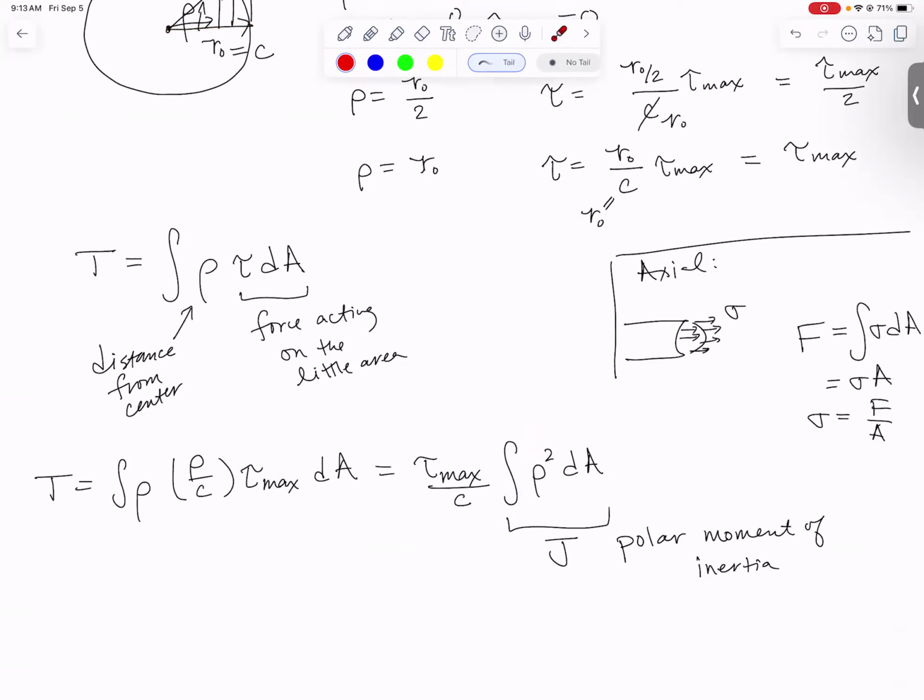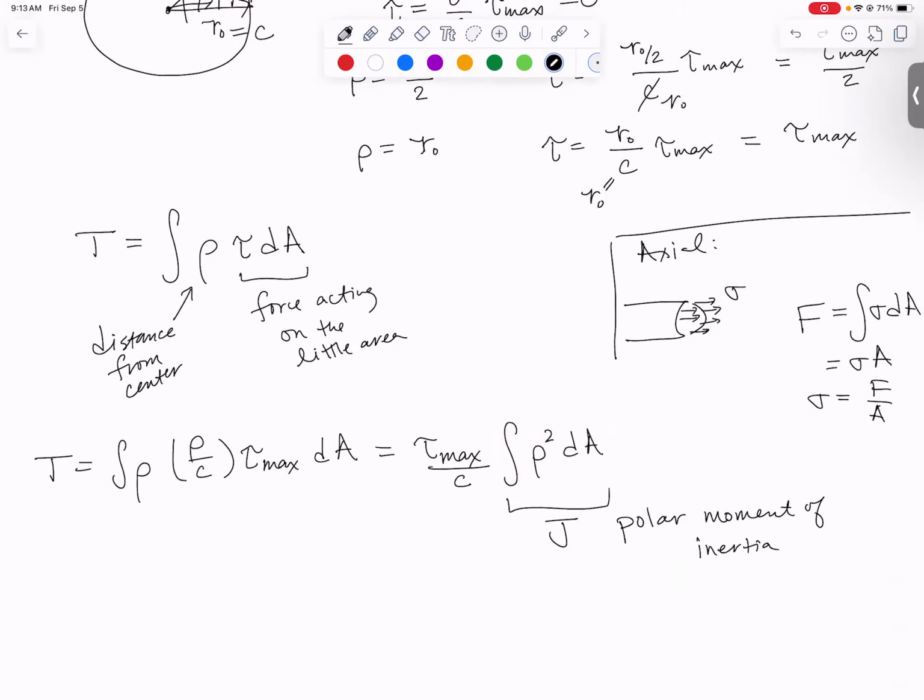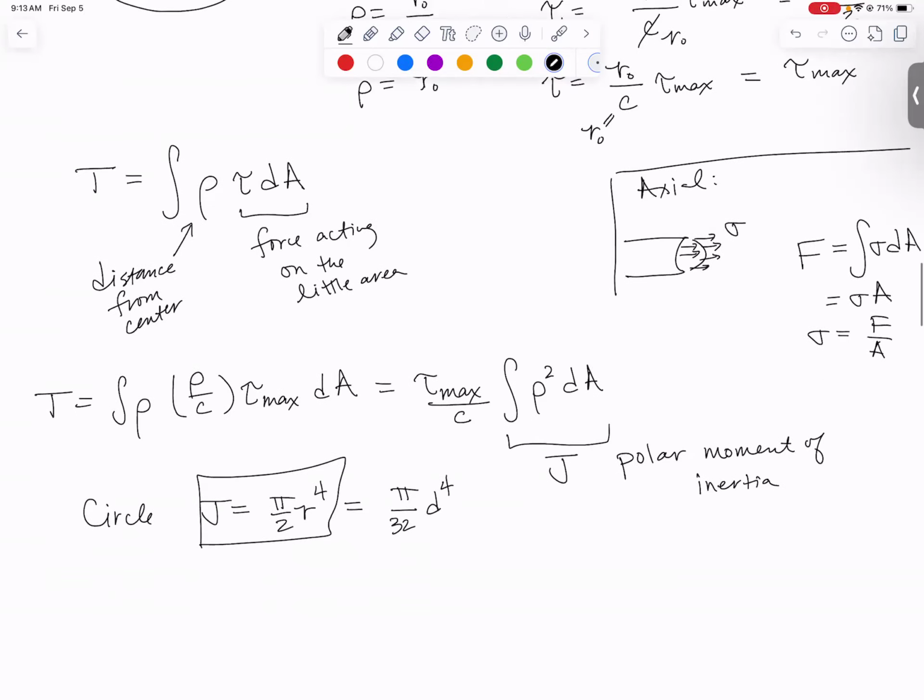And here's the great news. We don't have to do this integral ever in this class. We can just look up J in the back of the book. All we need is J for a circle. J is pi over 2 radius to the fourth, or if you prefer, pi over 32 diameter to the fourth. I recommend using pi over 2 r to the fourth. And the only thing that could make it more complicated is if it's a circle with a hole.